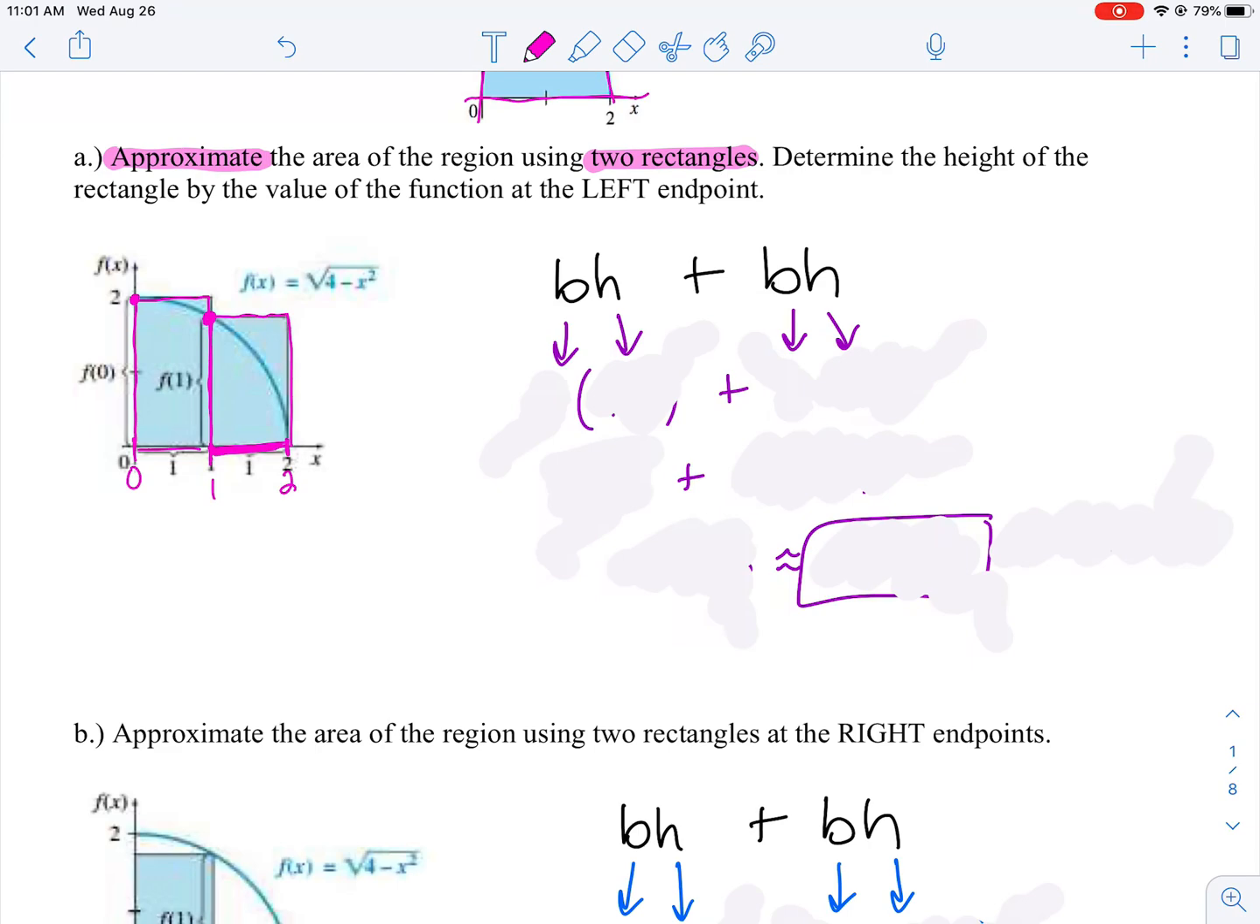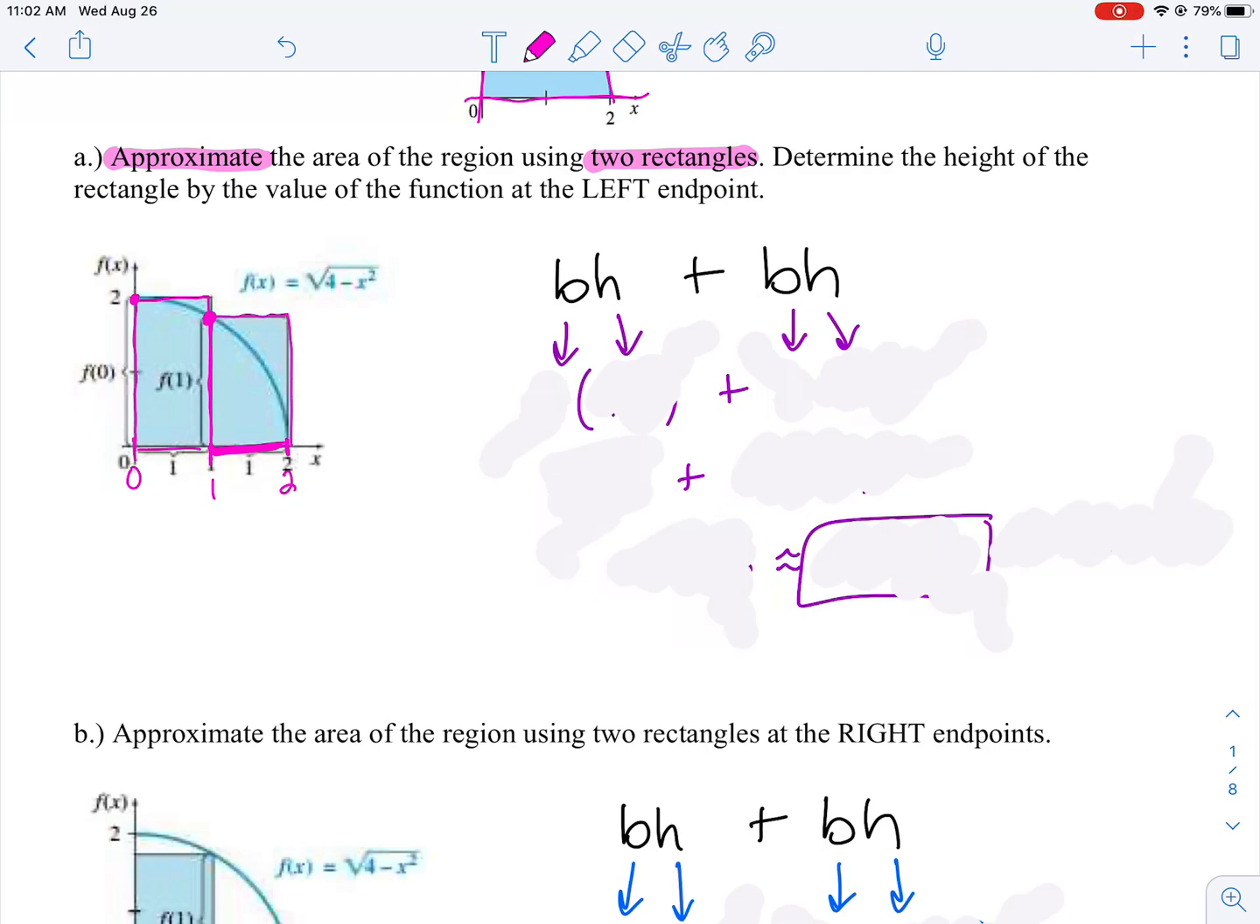And if we want to use these 2 rectangles to approximate the area, then what we need to do is find the area of each of these rectangles and add them together. So I'm going to do base times height plus base times height. I have the area of the first rectangle plus the area of the second rectangle, and I'm going to add it together to approximate the area underneath the curve.